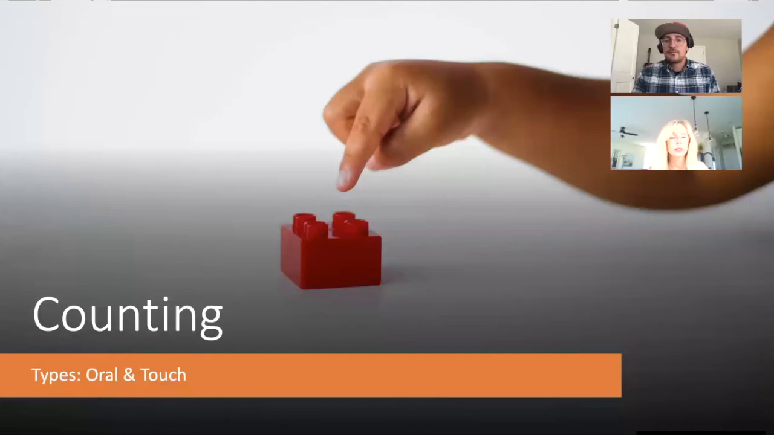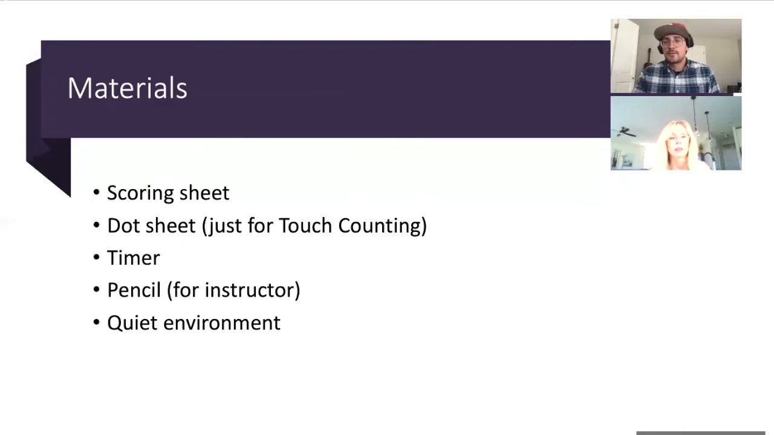So we'll start with counting. There's 2 types, like Corey said. There's oral and touch counting. For both of these, the materials that you need are a scoring sheet for the examiner. For the touch counting, you need a dot sheet for the students to touch and count. You need a timer so that you can time 1 minute, and you need a pencil for recording and a quiet environment to administer your CBM.